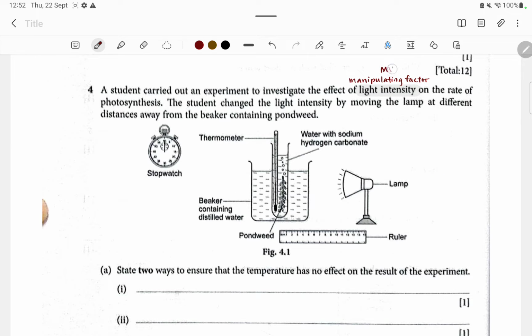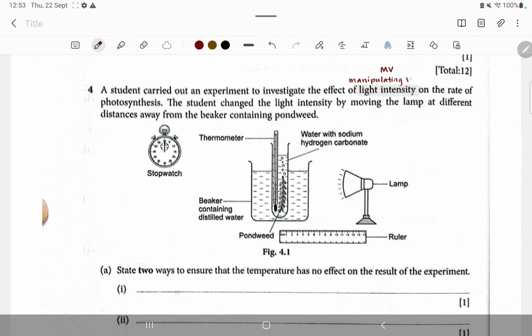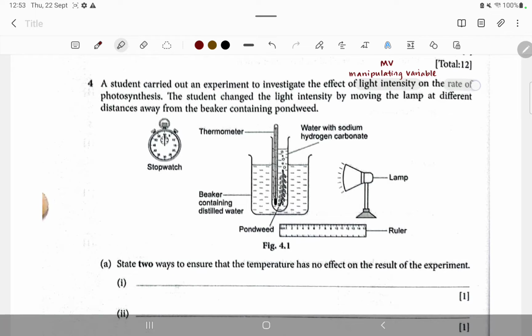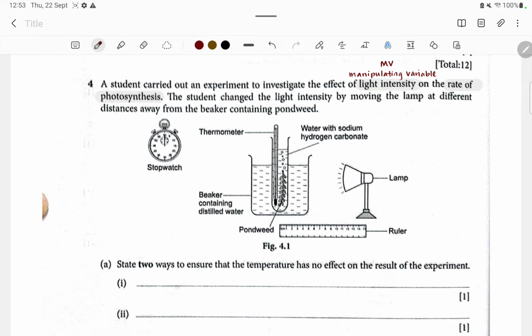And we call it as MV. Not factor, sorry, variable. While the rate of photosynthesis is the responding variable. Responding variable is the one that is the effect, the results.